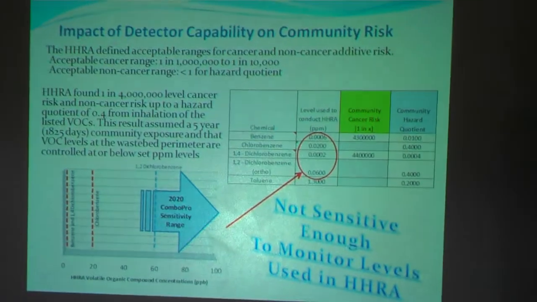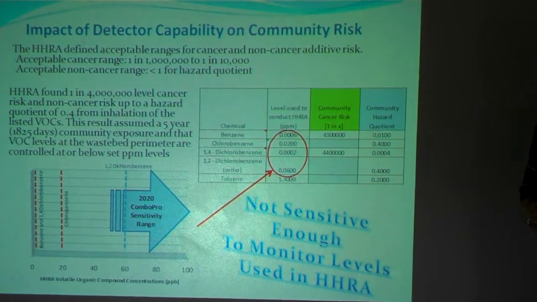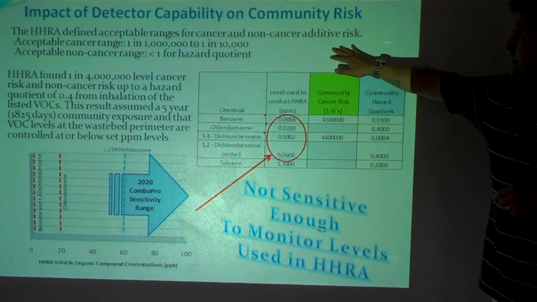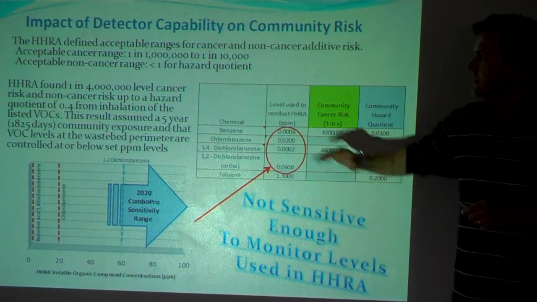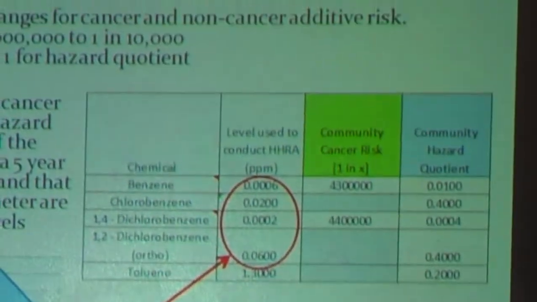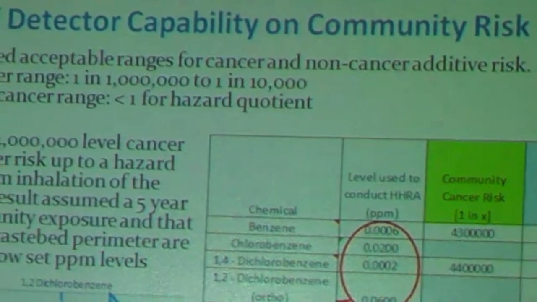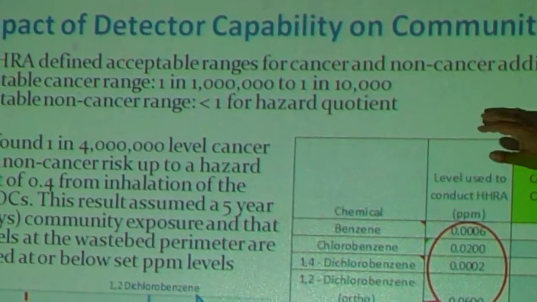Now we're going to focus in a little bit on the HHRA results, the Human Health Risk Assessment for the waste bed. The HHRA defined acceptable cancer and non-cancer additive risks for the area. The cancer additive risk can be anywhere from 1 in a million to 1 in 10,000. The acceptable additive risk for non-cancer is less than 1 in what's called a hazard quotient.